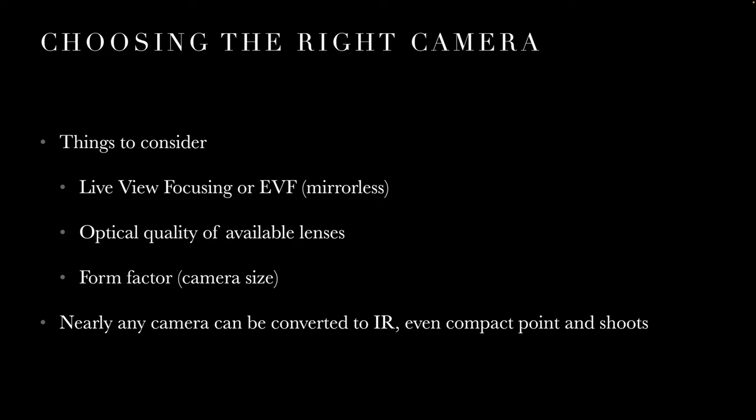You can convert pretty much any camera to infrared, including compact point and shoots. For a long time, people really liked converting things like the Canon G series point and shoot cameras to infrared because they produced a raw file and it's very easy. It's just compact. You toss it in your bag and play around with it, and they're not expensive. If you're not sure whether your camera can be converted to IR, just contact the company that does the conversions. There are a couple of them out there that I recommend.